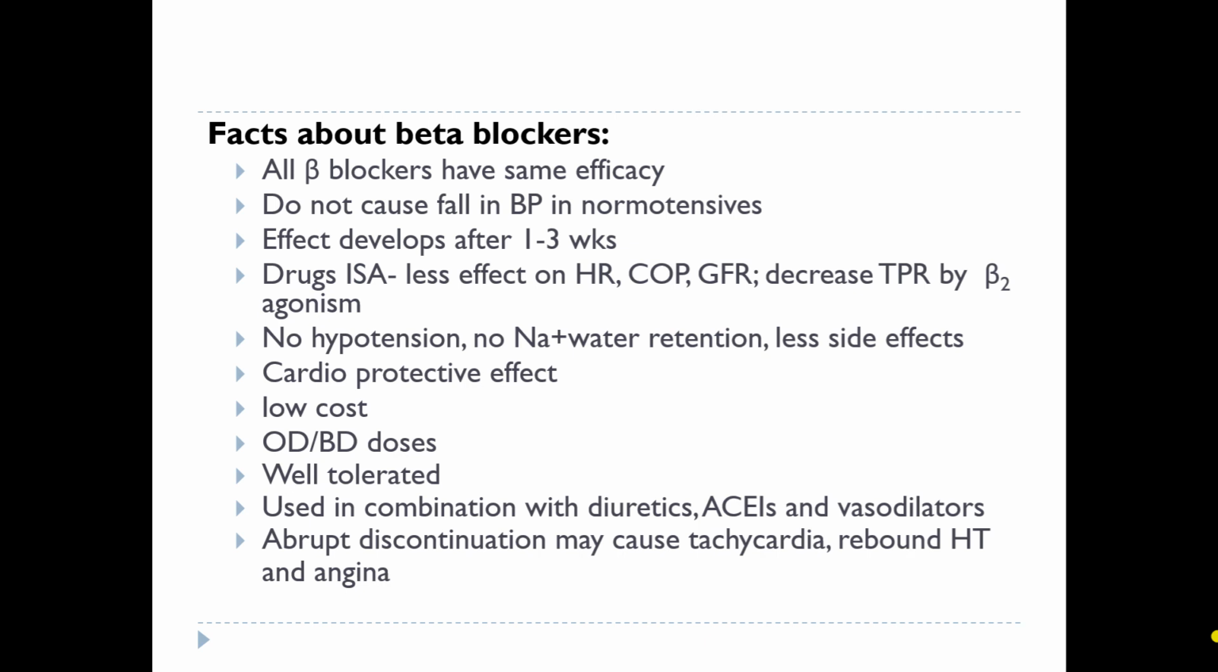The only problem is that abrupt discontinuation of a beta blocker may cause tachycardia, rebound hypertension, and angina, because beta blockers are drugs which constantly suppress the beta receptors. When you immediately remove that suppression, there is receptor hyperactivity, and a small amount of adrenaline released inside the body may produce an exaggerated response leading to tachycardia, rebound hypertension, and angina. So once started, a beta blocker should never be discontinued abruptly. If you want to discontinue the drug, it should be a gradual withdrawal.